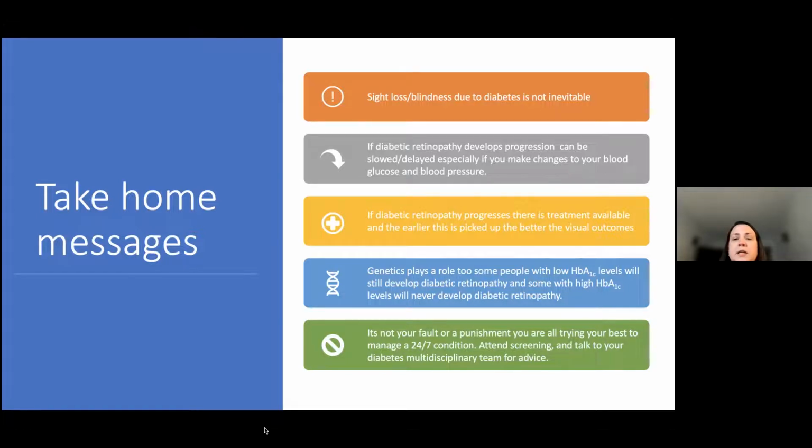But if retinopathy does progress and you do develop sight-threatening retinopathy, there is treatment available. And the earlier the treatment is used, the better your visual outcome will be at the end. Genetics plays a role. There are studies that have shown, you can have really low HbA1c levels all of your life and still develop diabetic retinopathy. It's not a given that lower blood glucose levels is going to take your risk of developing this to zero. It's not. But it ain't your fault.